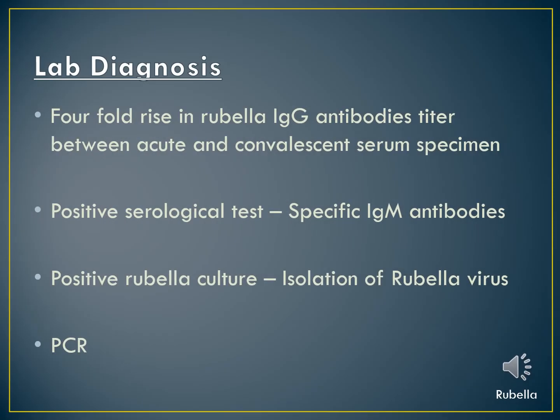The diagnosis of rubella is dependent on laboratory tests because the clinical presentation of the acquired infection is typically subclinical, mild, or non-specific. Serological analysis is the mainstay of diagnosis. First of all, there is a fourfold rise in rubella IgG antibody titer between the acute and convalescent serum specimens. There is also a positive serological test which indicates specific IgM antibodies. There is also positive rubella culture by isolation of the rubella virus. Finally, polymerase chain reaction (PCR) can also be done to diagnose rubella.